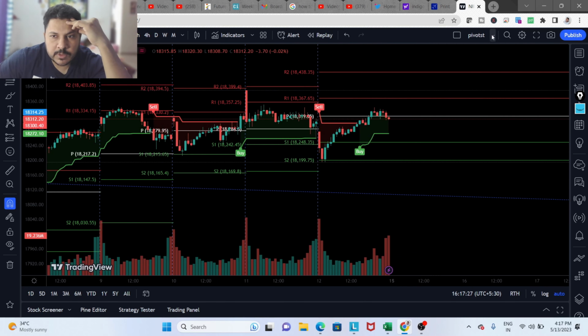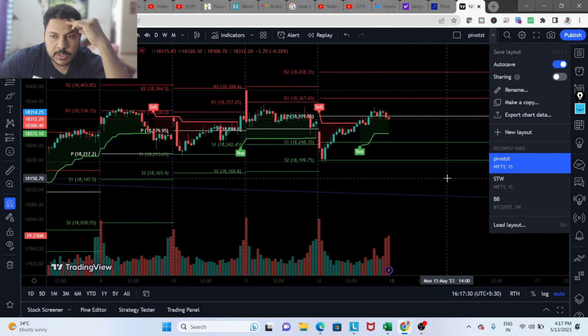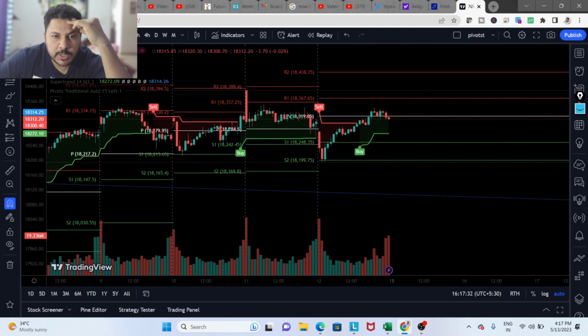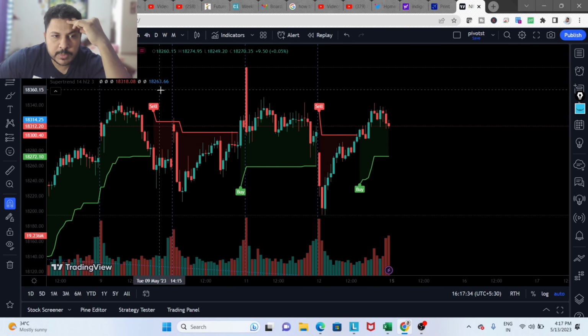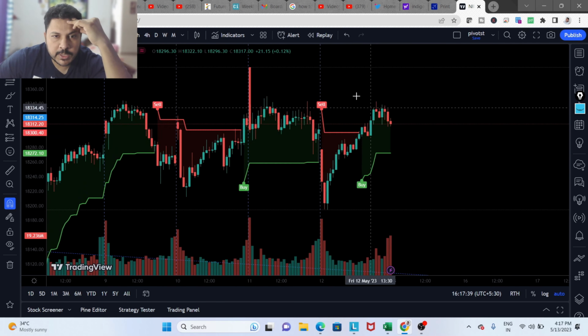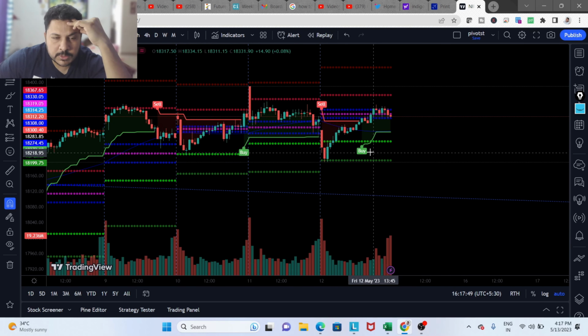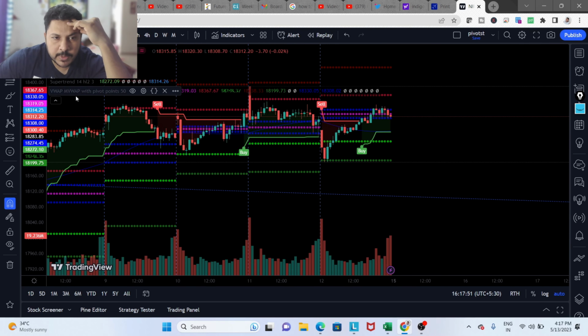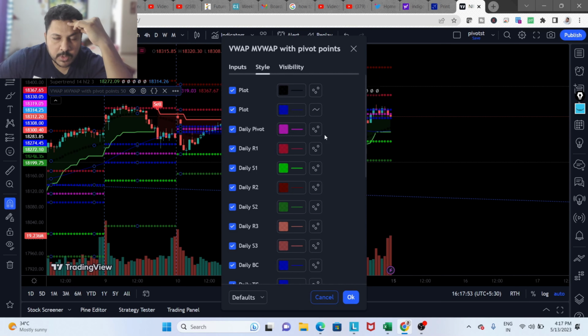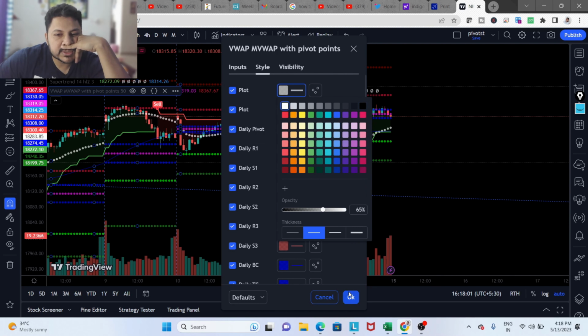See, as you can see, I always have pivot points, traditional charts, but here today I am going to discard the pivot points, and we will find an indicator which is VWAP. Okay, so this is a combination of VWAP, MVWAP, plus it has a combination of CPR. So what we do first is we'll change this color to white.